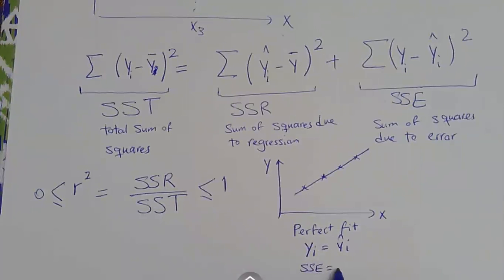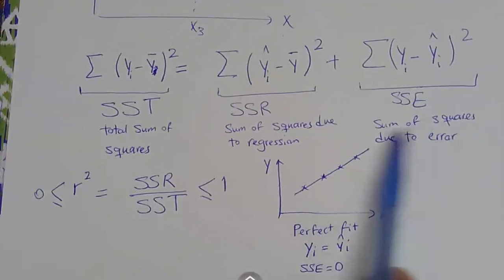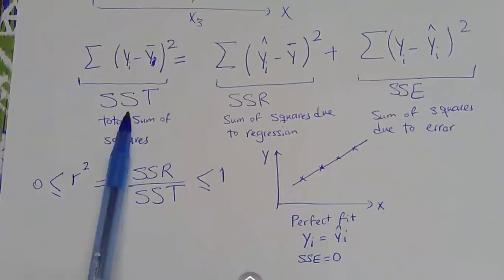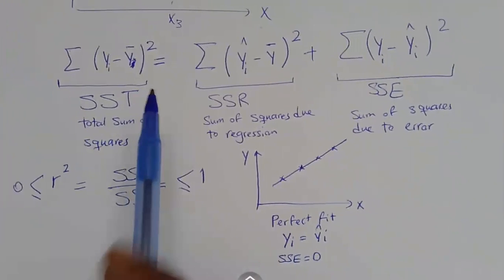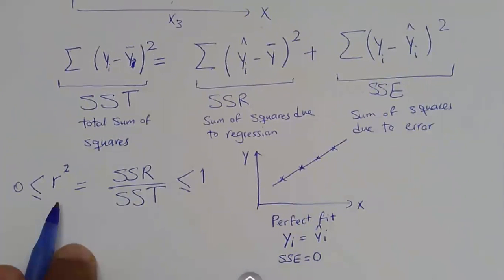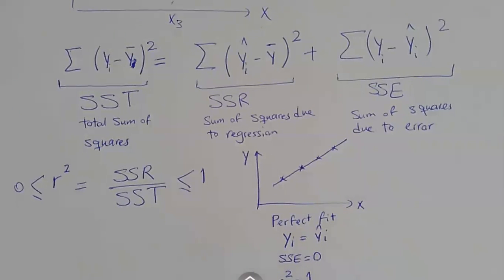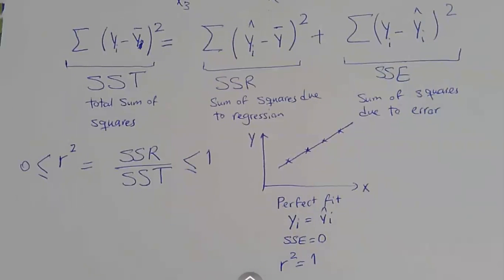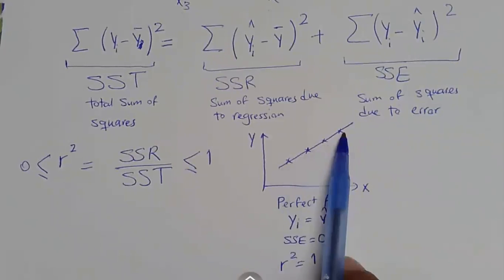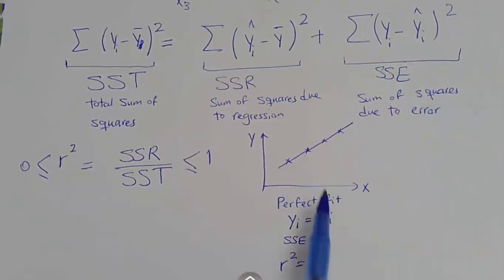SSE is 0. There is no error. So sum of squares due to error will be 0 when I have perfect fit. And as a result, SSR becomes equal to SST, which means that R squared is going to be exactly equal to 1. R squared equal to 1. So when all these points fall on the line, I will have R squared equal to 1. I will have perfect fit.